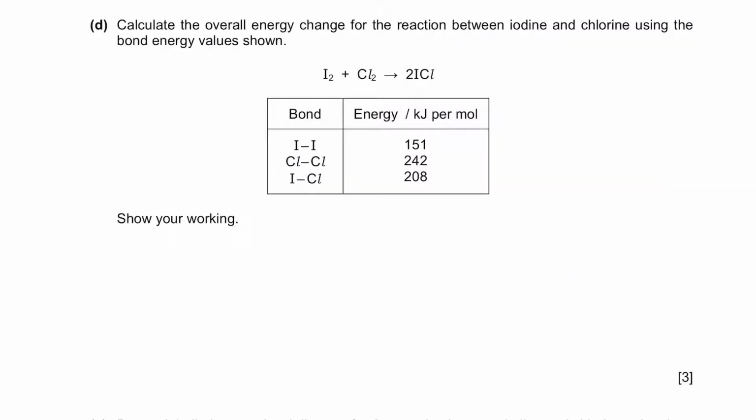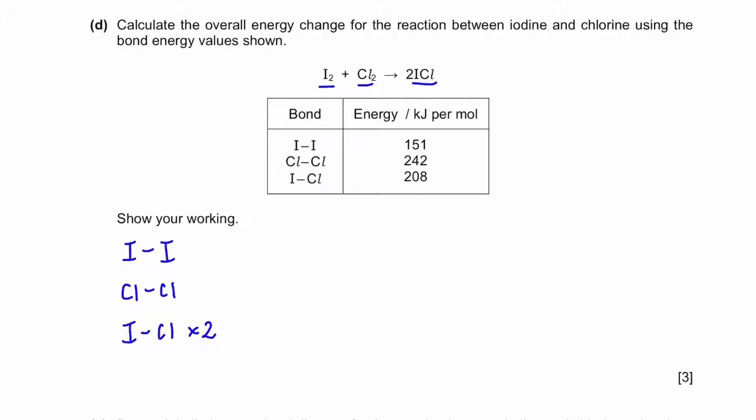Part D. Calculate the overall energy change for the reaction between iodine and chlorine using the bond energy values shown. Show your working. Overall energy change is calculated from the energy used in bond breaking and bond making. So first, we need to identify the bonds present in this equation. I2 has one I-I bond, Cl2 has one Cl-Cl bond, ICl has two I-Cl bonds because it has two moles.